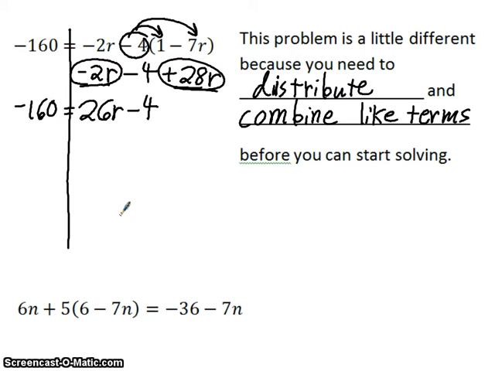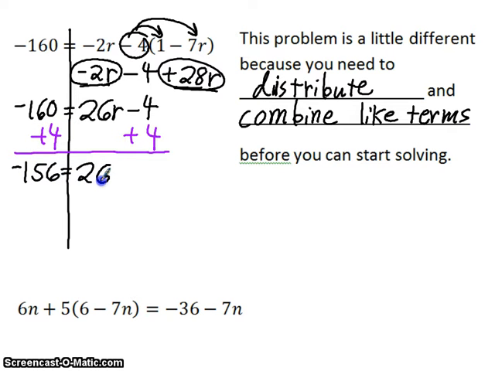And now I'm just going to solve by using opposites. The first thing I'm going to do is I'm going to go ahead and add 4 to both sides of the equation. -160 plus 4 is -156 equals 26r because I eliminated these.